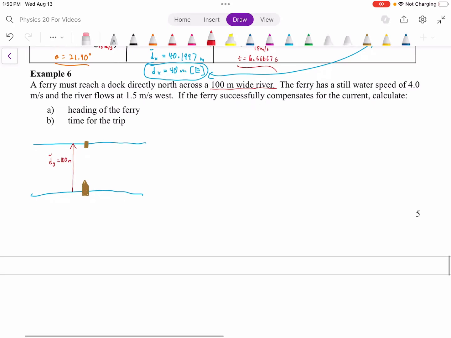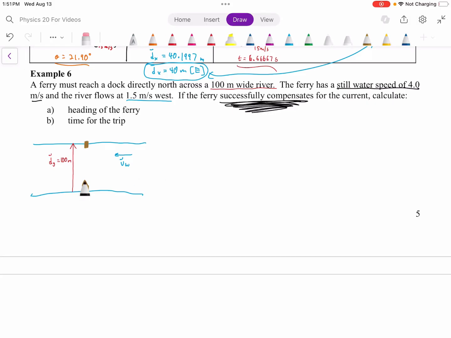The ferry has a still water speed of 4 meters per second. I'm not going to draw that in yet because I first need to figure out if it's a compensation or off course, right? I don't know which way it's aiming. And the river flows at 1.5 meters per second west. So the velocity of our water is to the west. There we go. If the ferry successfully compensates for the current, we want to calculate its heading and the time it will take. So, successfully compensates.